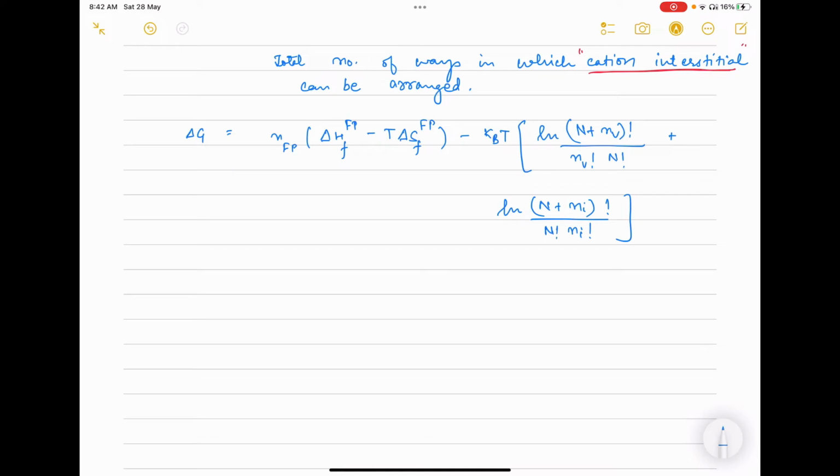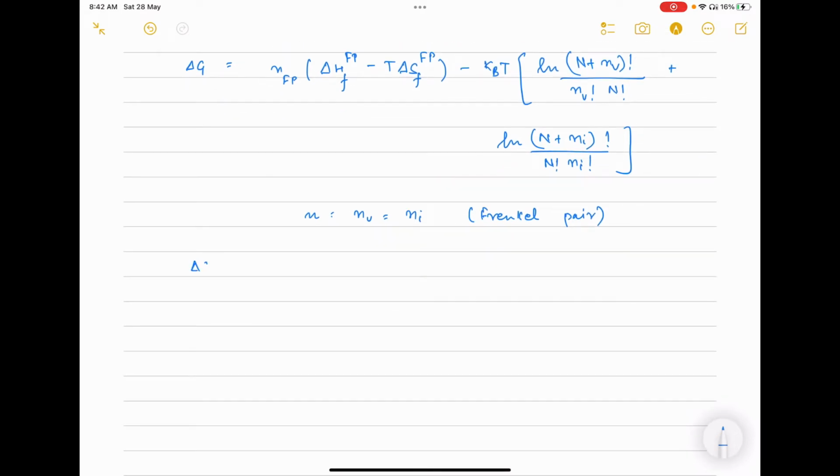So we say n is equal to nv equal to ni, since the number of vacancy and the interstitial will be equal, because as many cations leave the lattice sites, that many only are available at the interstitial sites. So they become equal. That is, Frenkel defect always occurs in pair.